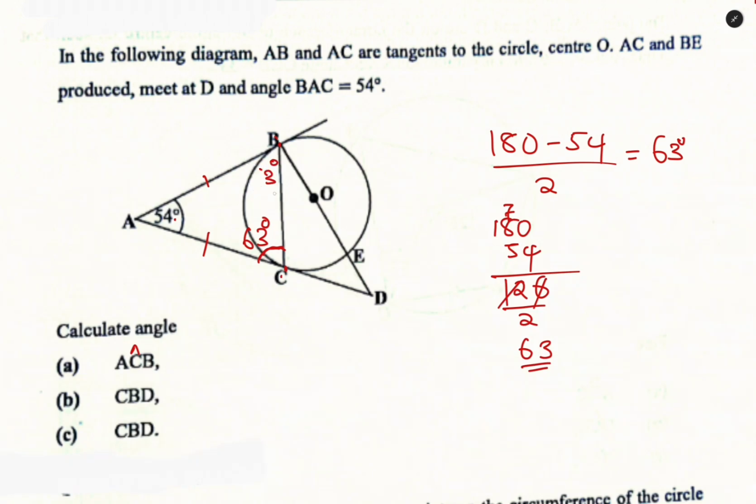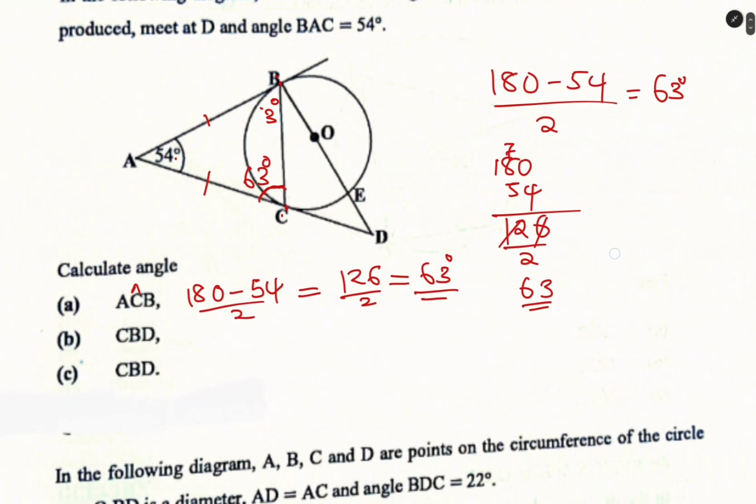So the angle that we are looking for, which is ACB, we are going to find it as 180 minus 54 divided by 2, which gives us 126 divided by 2, which is 63. So ACB is 63 degrees.